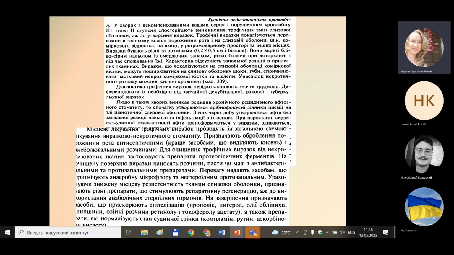The typical key point about these trophic ulcers: there is no inflammation in surrounding tissues, just ulcer presence without inflammation in neighboring tissues. Here it is even written that due to necrotic degradation of these ulcers, there is a possibility of profuse bleeding.